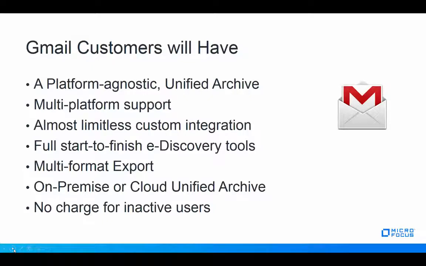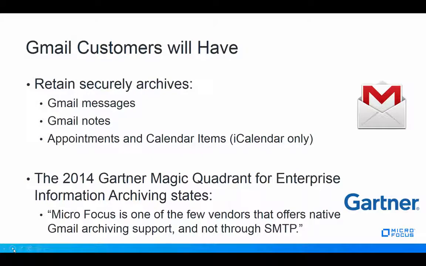I know there are a few people on Gmail on this call, so I wanted to review that. And then just as a reminder, in particular with Gmail, Retain archives Gmail messages, Gmail notes, appointments, and calendar items. And another thing to be aware of: if you ever need to restore back to the live inbox, say it's archived and retained and then a user accidentally deletes it out of their live box, a user can do it themselves.